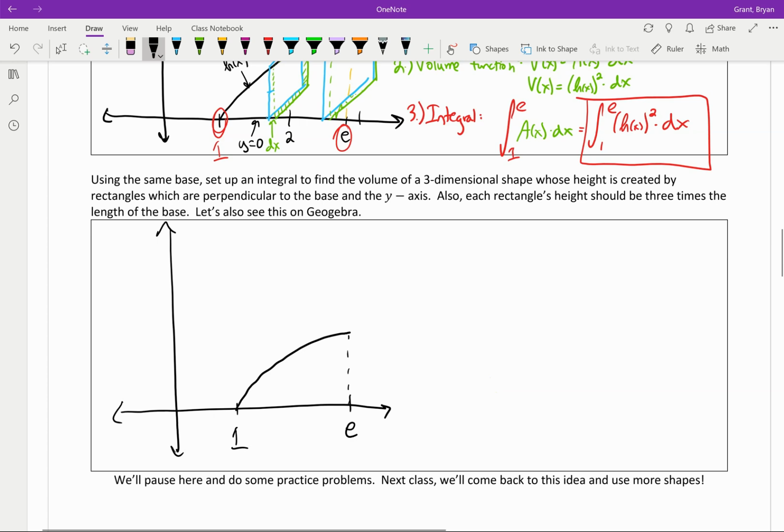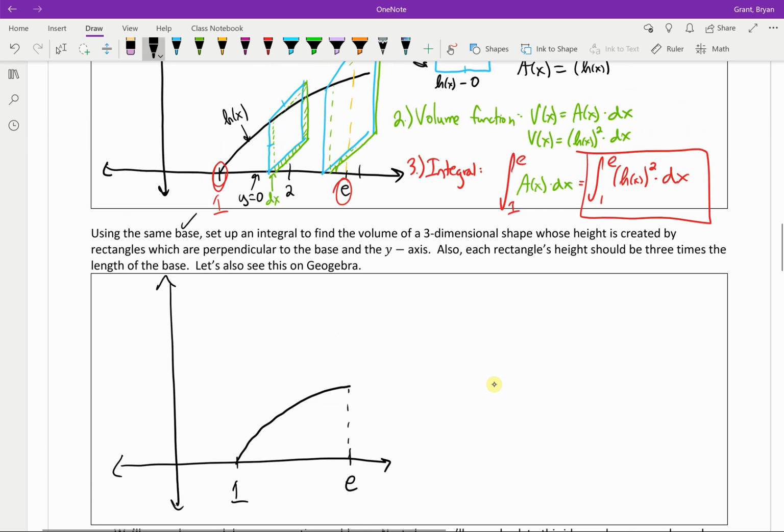All right, well, how is this one different? Let's see. Using the same base, check. Set up an integral to find the volume of a three-dimensional shape whose height is created by rectangles that are perpendicular to the base and the y-axis. Well, these rectangles right here were perpendicular to the x-axis because this line right here crosses the x-axis at a 90-degree angle. But now they're telling us to create a shape that's perpendicular to the y-axis. I think that's going to be a shape that goes the other way.